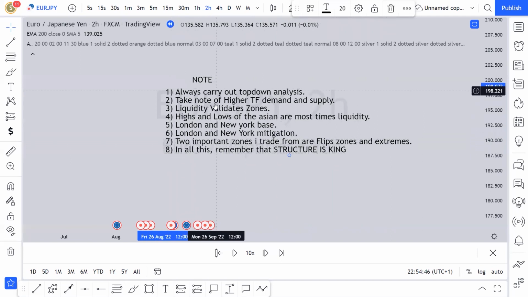Then in all of the things that I've mentioned above, always remember that structure is king. No matter the knowledge of inducement you have, no matter the knowledge of divergence or whatsoever, just remember that structure is king. All right, and there is nothing listed from 1 to 7 that is 100% efficient. There are sometimes that they fail. So quickly, let's go into the chart and see what we have for EURJPY.